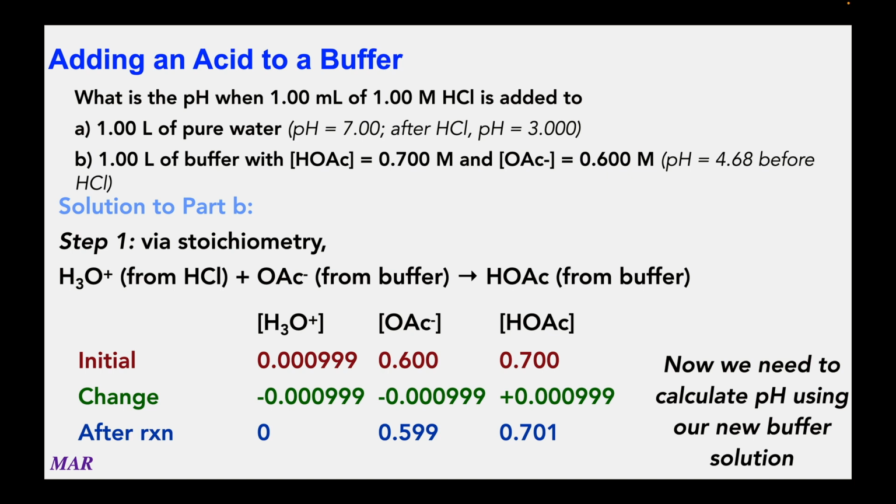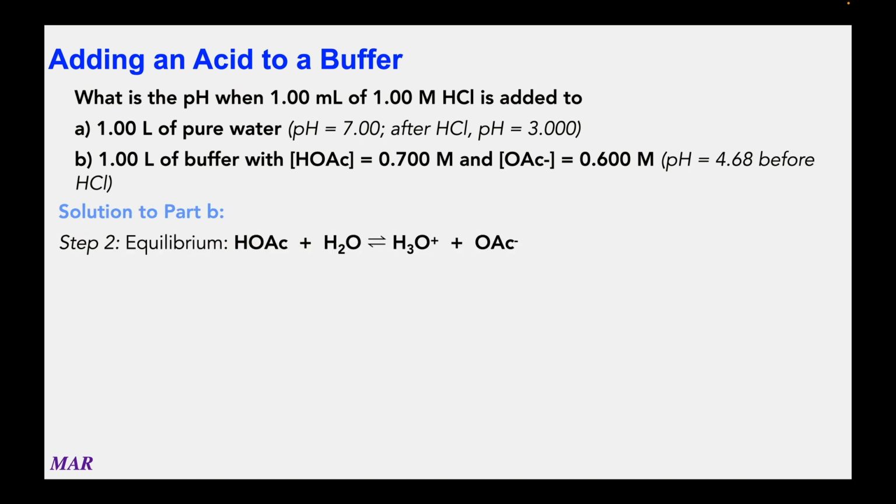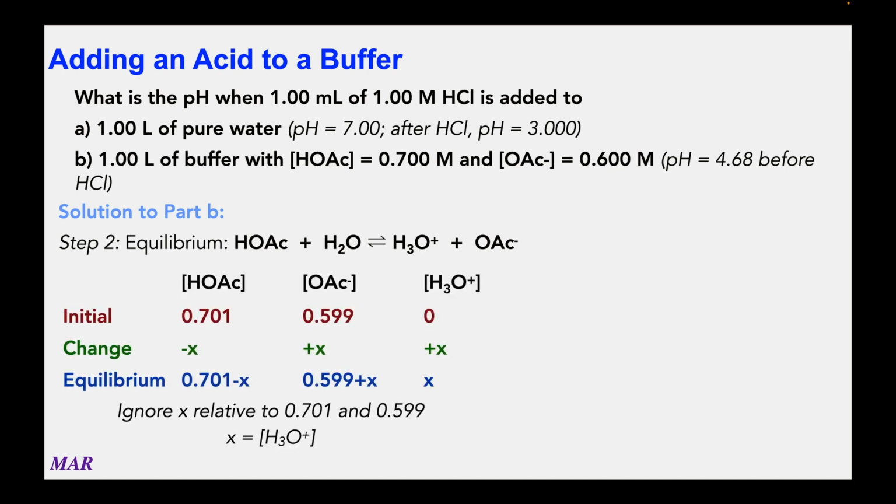So you can see there what's happening. The acetic acid is going to jump then to 0.701. So these are our new concentrations after the HCl has been neutralized, and from this point now, we have to figure out what the new pH is. So at this point, we're going to go back to that acetic acid and water, making hydronium and acetate. We'll use the same things, but with our new values. So we're going to end up with 0.701 minus x, 0.599 plus x, and x. We can ignore that little x relative to 0.701 and 0.599 like we did in the last one, and we'll basically just solve for x, the hydronium.